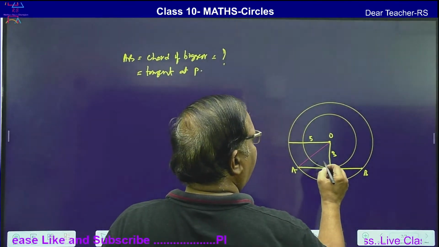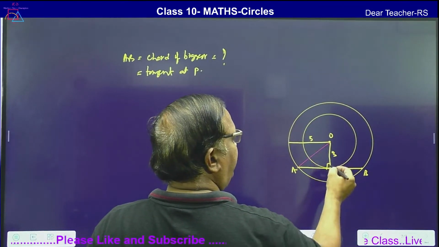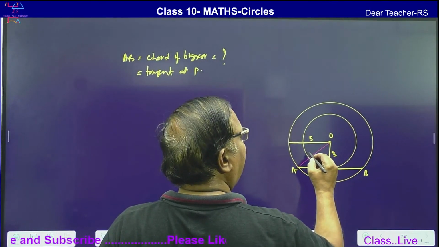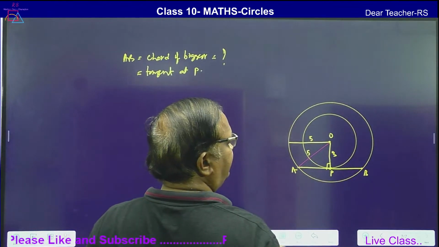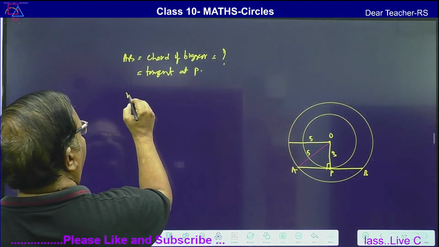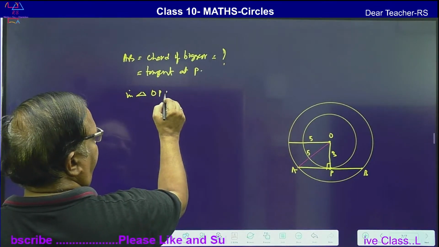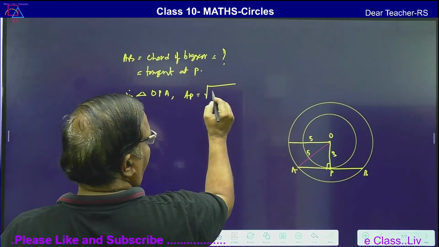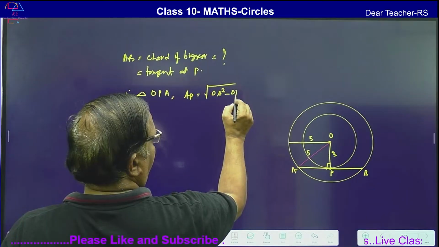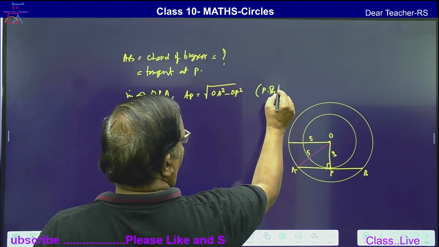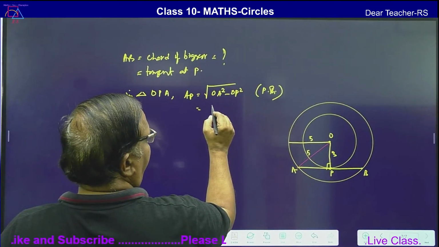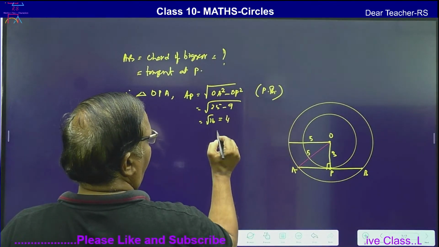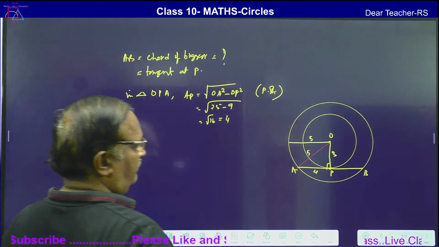Okay. So now this is 90 degrees because OP is perpendicular to AB, radius is perpendicular to the tangent, and this different color is 5, the bigger radius, and in triangle OPA, which is a right triangle, AP is equal to square root of OA square minus OP square, Pythagoras theorem. So how much? 25 minus 9, 16, which is equal to 4 centimeters. AP is equal to 4 centimeters.